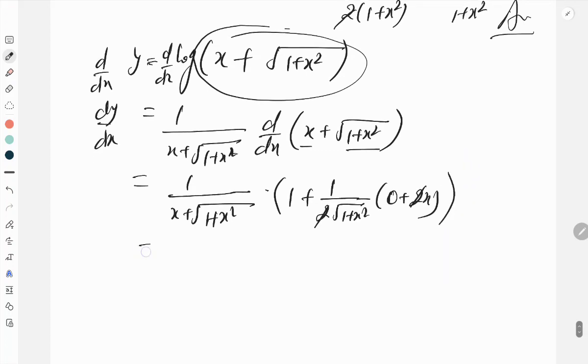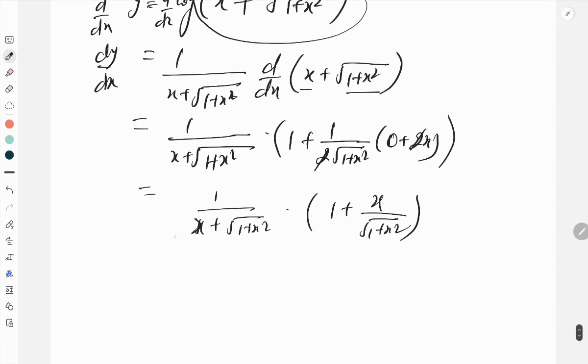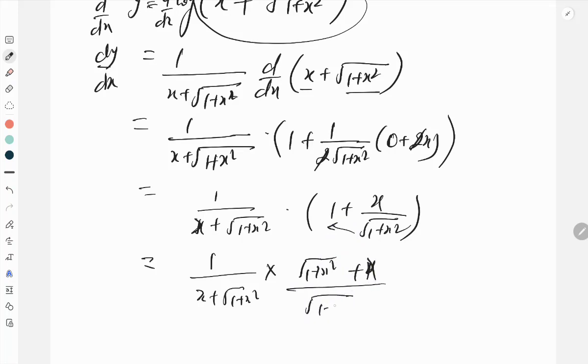So it becomes 1 upon x plus under root 1 plus x square, into 1 plus x upon under root 1 plus x square. Just do cross multiplication: 1 upon x plus under root 1 plus x square, into under root 1 plus x square here, plus x upon under root 1 plus x square. This one cancels, giving 1 upon under root 1 plus x square. I hope it is clear to you, and this one is no problem.